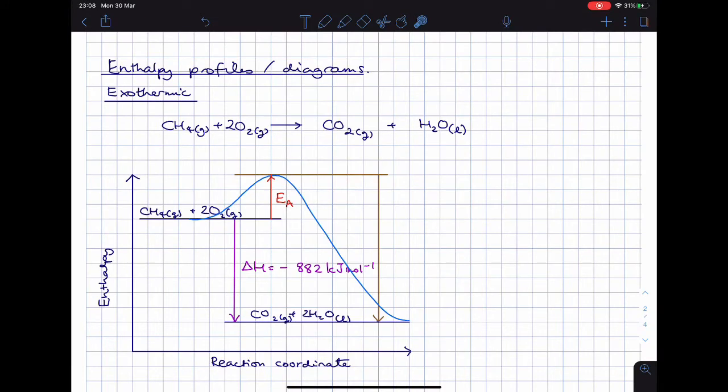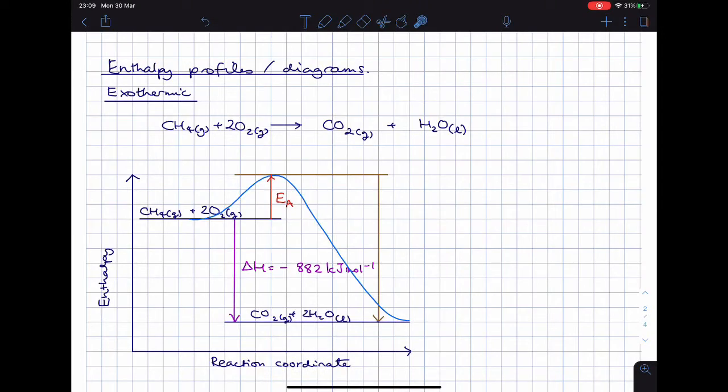Enthalpy profile diagrams are often called energy profile diagrams or energy diagrams, and you would have seen these before at GCSE, I think. So they basically show the change in stored energy or potential energy in a reaction from the reactants to the products. So in an exothermic reaction, like the combustion of methane, so burning methane releases heat, the stored energy of the reactants is higher than that of the products. So when the reactants react together and form the products, there is a loss in energy, and that loss in energy goes into the surroundings as heat. So heat's given out to the surroundings. So this is an exothermic reaction.